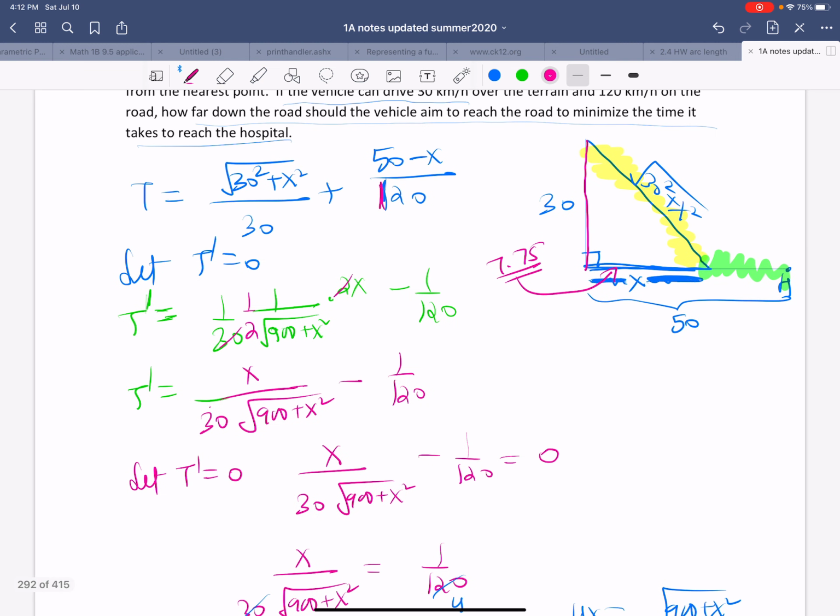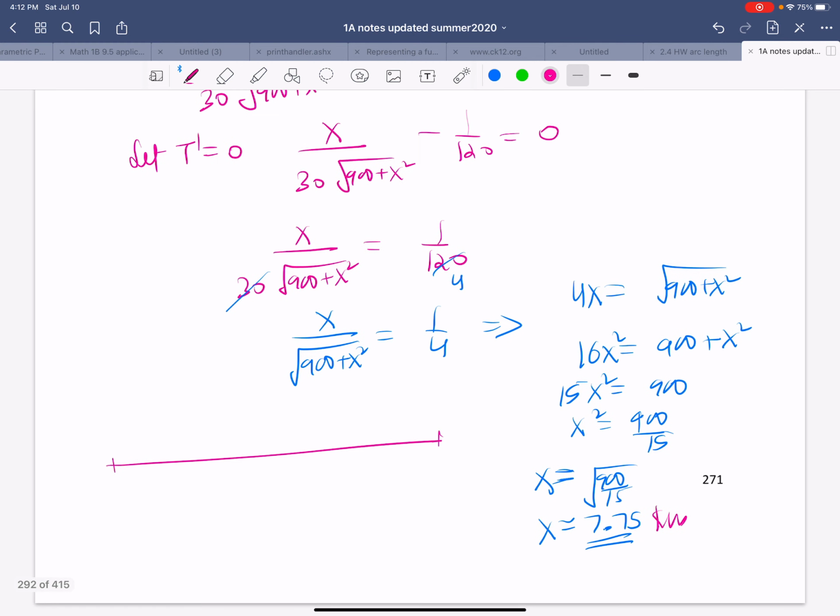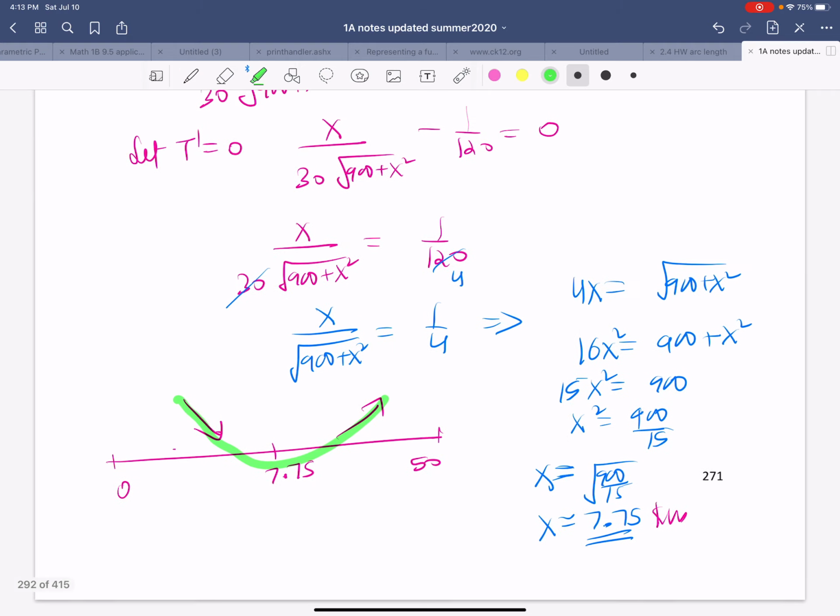They could either hit the distance all the way at the closest point, which is x equals 0, or they could hit directly through the terrain at x equals 50, so between 0 to 50, and we got 7.75. Go ahead and plug x as 1 in the derivative. You will get a negative answer. Your derivative will be negative. If you plug x as 10, the derivative will be positive. That tells me I do have a min at this point.